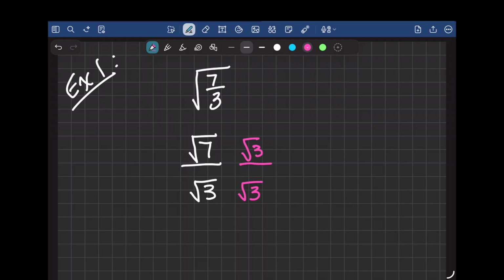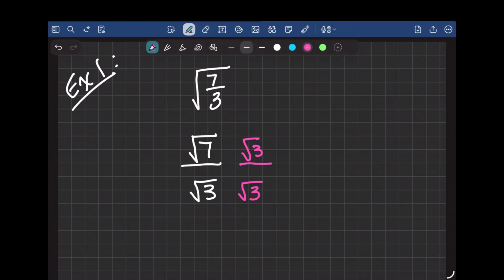And all this step is a clever way of multiplying by 1. Right? If I do 2 divided by 2, I get 1. 10 divided by 10 is 1. 1,000 divided by 1,000 is 1. Here, square root of 3 divided by square root of 3 is also 1. So it's a clever way of not changing the value of the fraction.